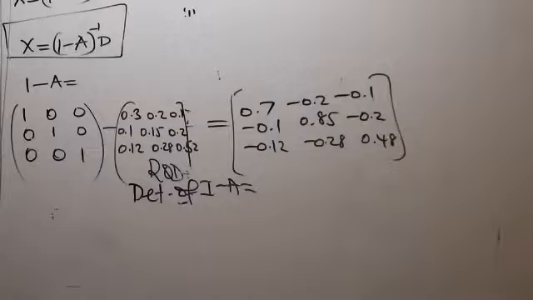Right? So determinant of I minus A. Let's see first who will get that. Determinant of I minus A.